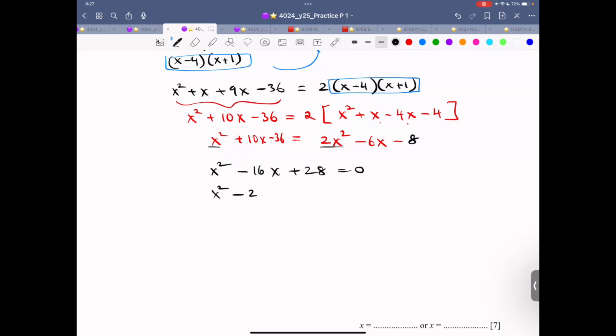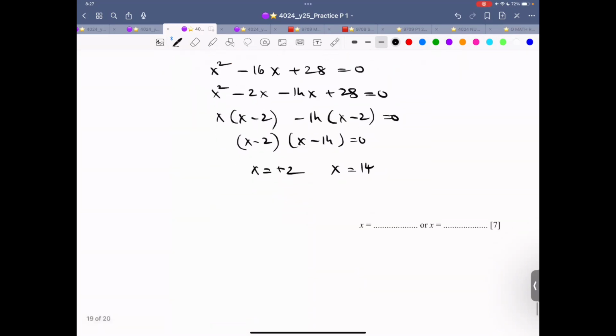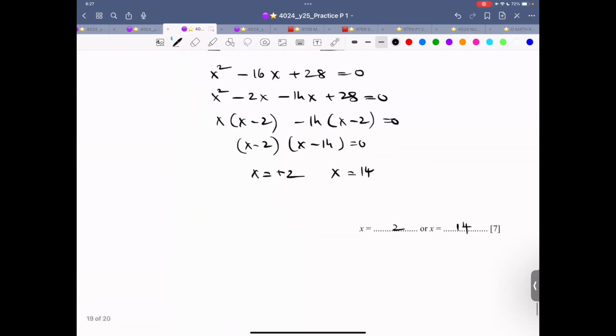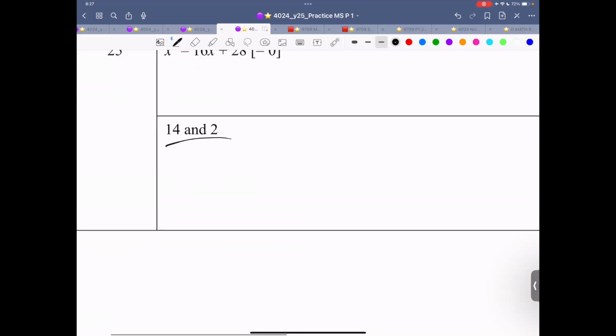x squared minus 2x minus 14x plus 28 equals 0. x bracket x minus 2 minus 14 bracket x minus 2 equals 0. x minus 2, x minus 14 equals 0. Therefore, x is positive 2. Therefore, x is 14. And this is 2 and this is 14. So let me just double check this thing. Yeah, 14 and 2, that's good.